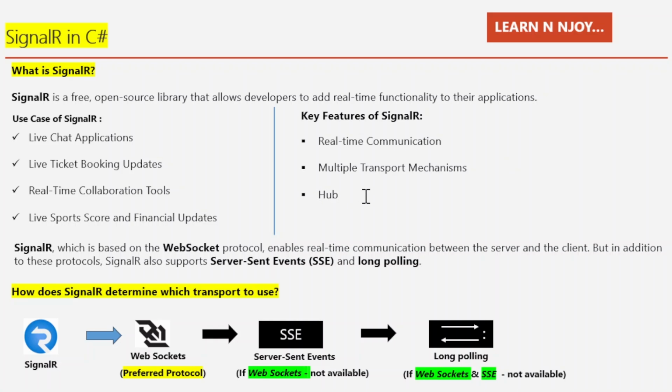Hub. The hub is like a communication station where the client and the app server meet to share information. It keeps everything organized so they can talk to each other smoothly and efficiently.